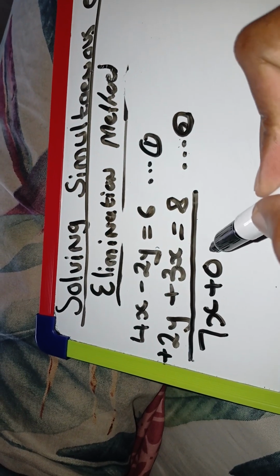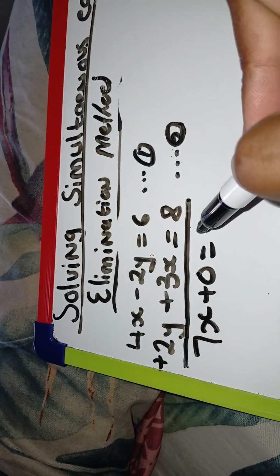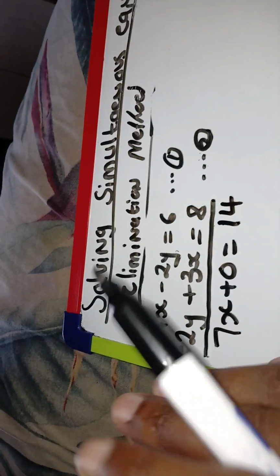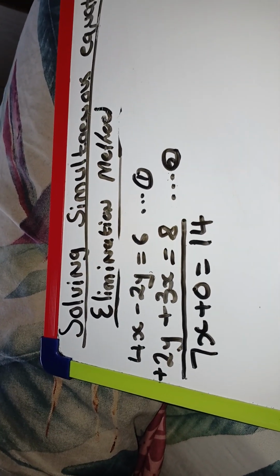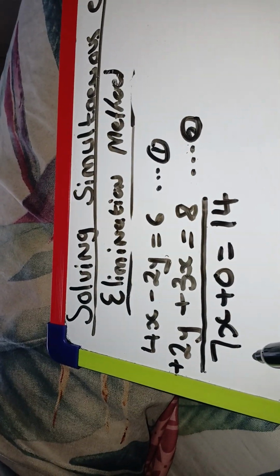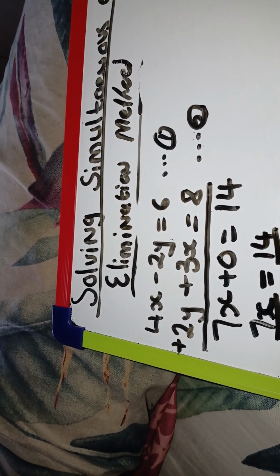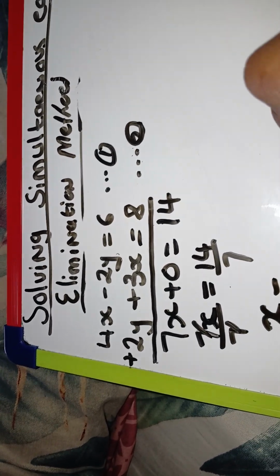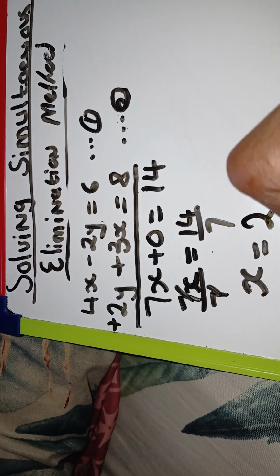Then you add the numbers on the other side of the equal sign. 6 and 8, it's 14. So that's the whole point of eliminating, because when you use the elimination method, one variable cancels and you get a 0. So now you've got 7x is equal to 14. Then divide by 7, divide by 7. This one cancels. So your first value of this simultaneous equation is the value of x. 14 divided by 7 gives you 2.